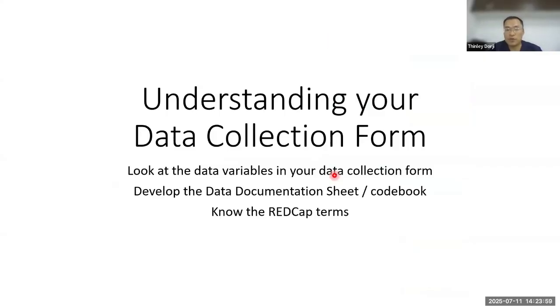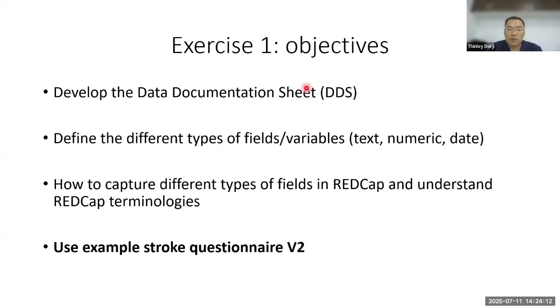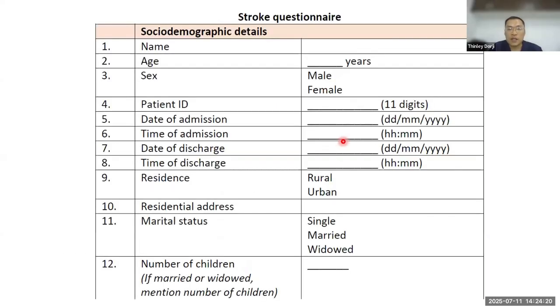Okay. For this demonstration, I have shared with you one questionnaire on stroke. So the first exercise is to look into the stroke questionnaire and look into what are the types of variables that are there, the text, numeric, dates, and all. Now, this is the questionnaire that I had shared earlier. So in this questionnaire, it is to collect information about stroke and its risk factor.